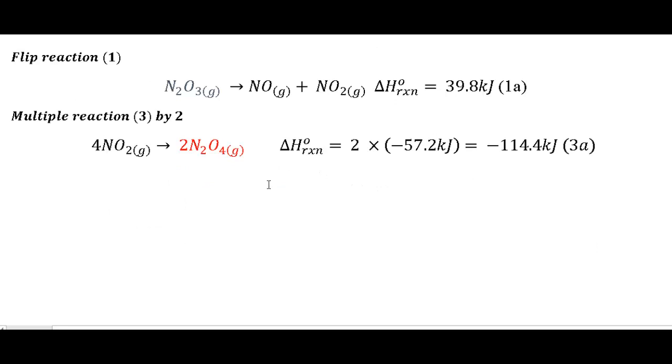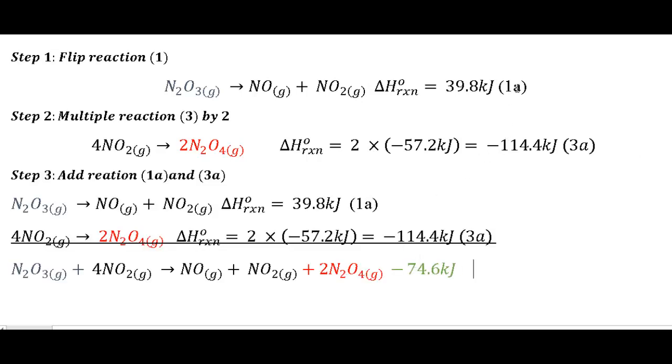The next step, I think what I'll do is I'll get the N2O3 on the reactant side and the N2O4 on the product side, so I will just add reaction 1A and reaction 3A. So I added reaction 1A and 3A, and I got this reaction. For lack of anything better, I'll just call this reaction 4A. Remember, we have to add up the enthalpies of the reaction. This is in standard state. I get minus 74.6 kilojoules.